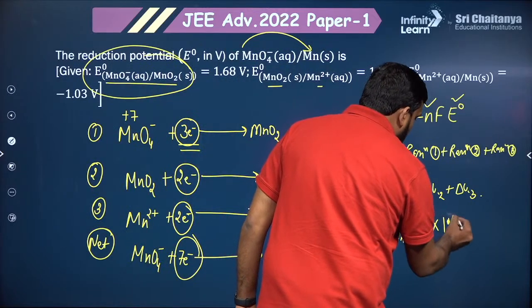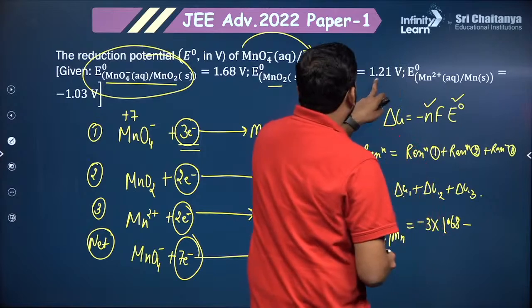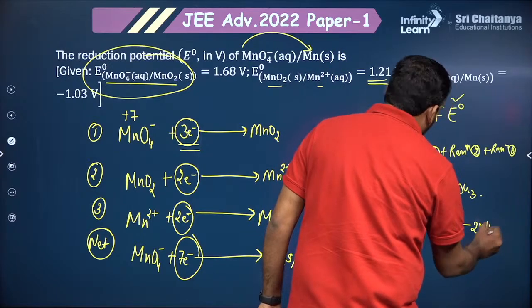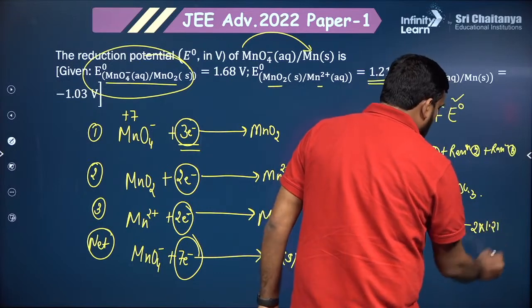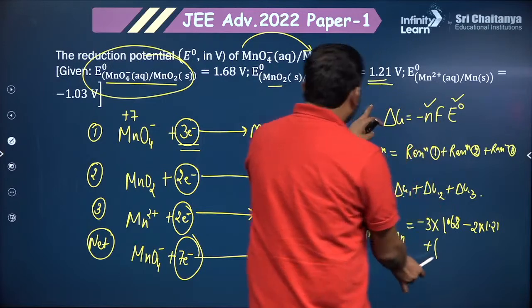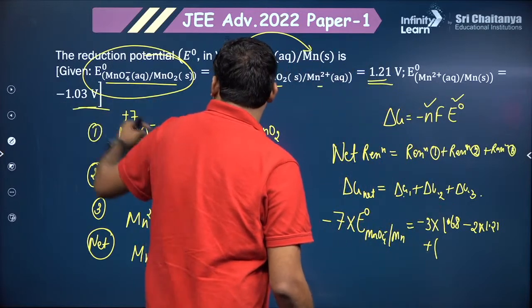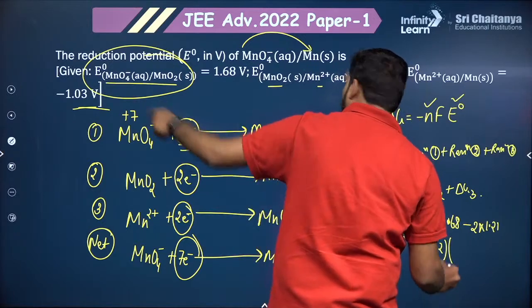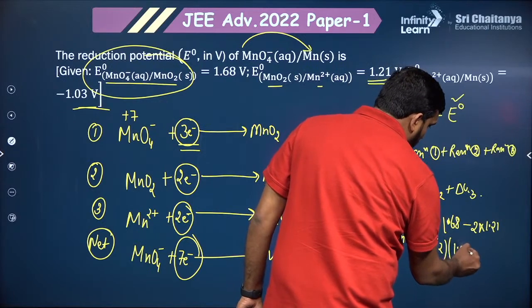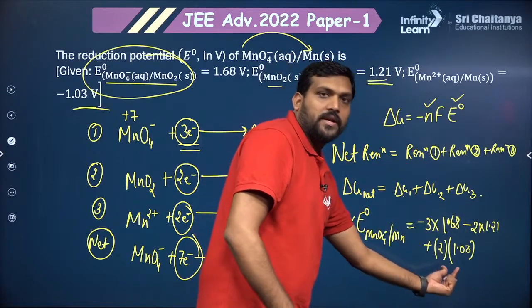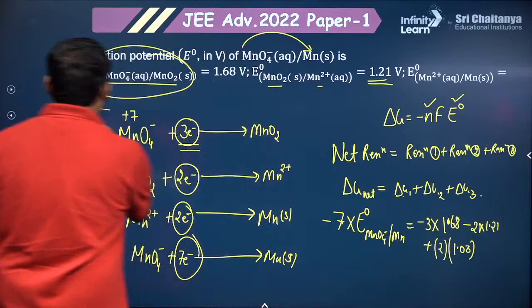1.68, then basically it will be minus 2 into this, so it will be 2 into 1.21, okay. Then again it will be plus. Why am I doing plus? Because minus and the value is again minus, so minus into minus will be plus, so it will be 2 into 1.03. Now just solve it, whatever value you get, just divide that by 7 and you will get your answer. The answer comes out to be 0.77.